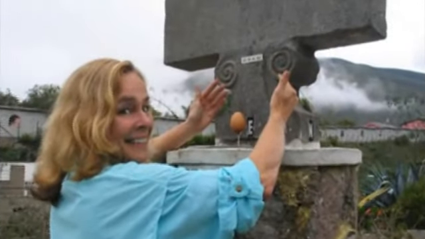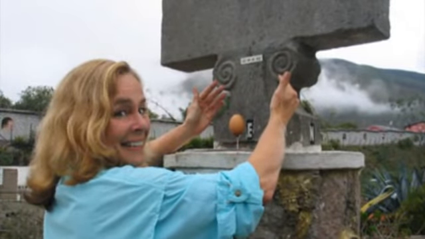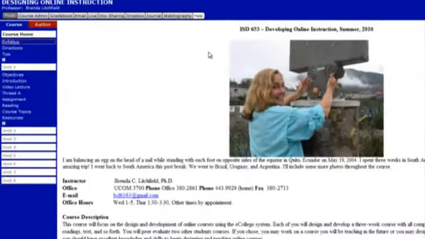Another thing that I do is I put pictures in the syllabus. If we look at the syllabus, here's a picture of me balancing an egg. I'm standing on the equator in Quito, Ecuador, balancing an egg on the head of a nail. I guess I just lucked out, or maybe it is true that things balance really well on the equator. I don't know. It made a good story. And so I'll try to put pictures of myself in the syllabi.